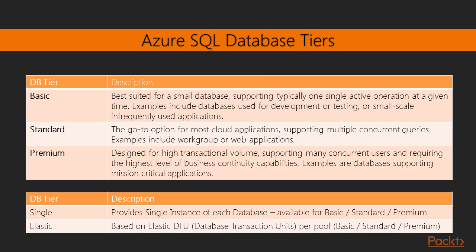Now, besides basic, standard, and premium, there is also a single and elastic database tier, where the single one really means providing a single instance of each database, and the elastic one points to an elastic database transaction unit, or a DTU, allowing you to scale up, scale down, based on the performance impact or the number of requests entering your database. So quite a lot of interesting possibilities and features available here, and each tier comes with a different cost.